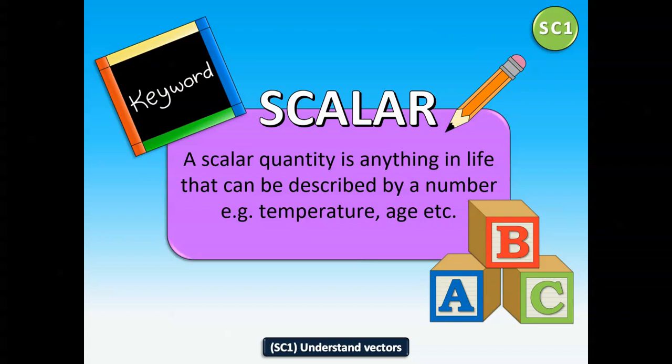A scalar quantity is anything in life that can be measured or described by a number. So, for example, temperature or age.